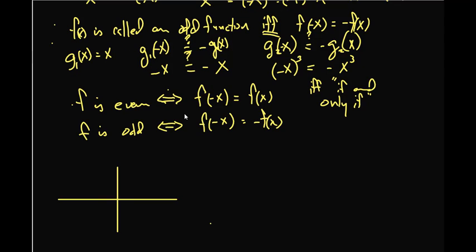So this one, if it's even, so we have this, what does that mean? That means if you put in f of x, or if you put in f of negative x, you're getting the same thing. In other words, you're getting the same height. So if I put in x, here's x, and I get some height here, then it's saying that f of negative x should give me the same height. So it should look like that.